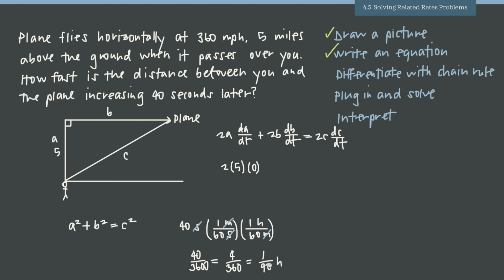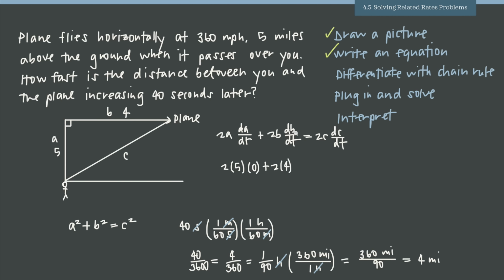So after 1/90th of an hour, how far has the plane traveled? Well, it travels 360 miles in an hour, so we could multiply this by 360 miles in 1 hour. When we do that, we get our units of hours to cancel, and we're left with 360 miles divided by 90, or 4 miles. So in 40 seconds, the plane's traveled 4 miles, which means our value for b at the moment we're interested in is 4. So we can say plus 2 times 4.